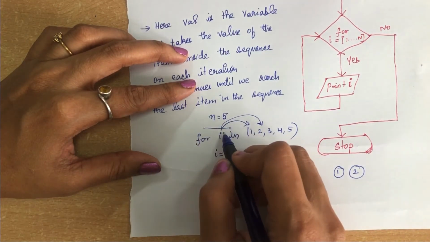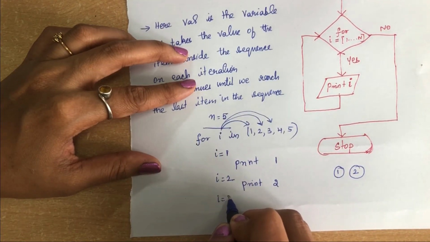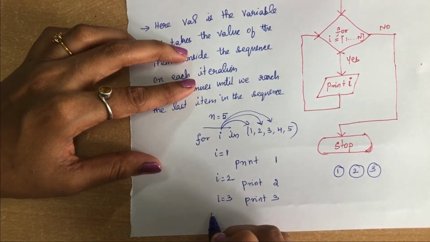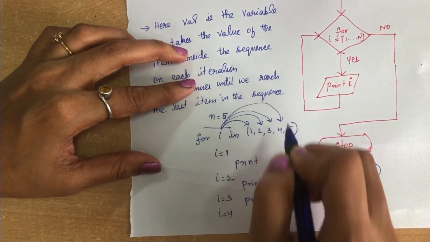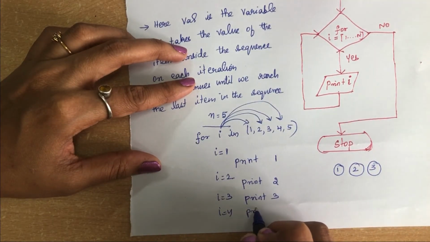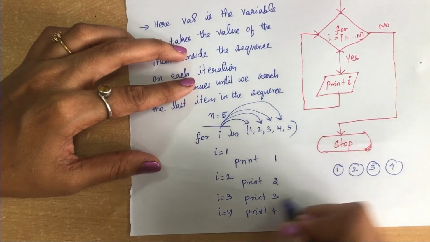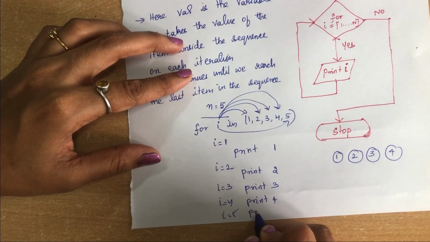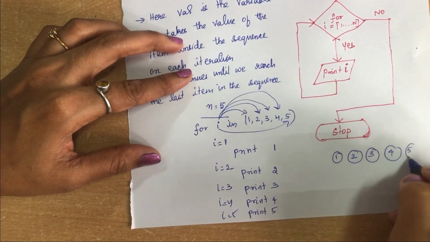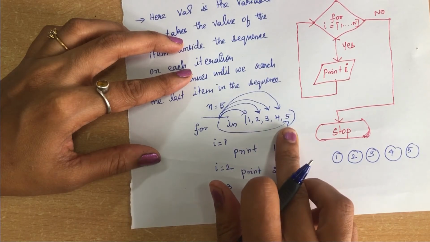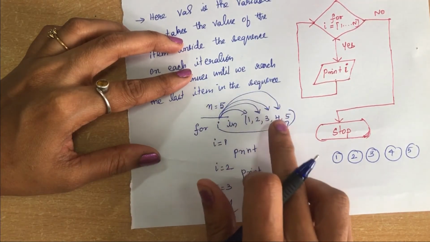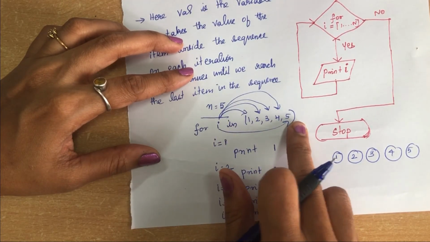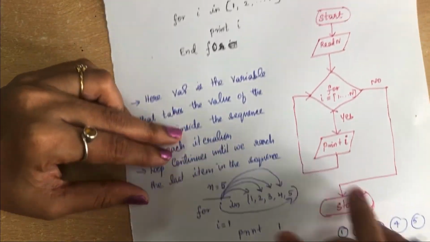Again I will take the value 3, so it will print 3 on the screen. Now I will take the value 4. For the fourth time, I will take the value 4 and it will print 4 on the screen. Now I will take the value 5, and it will print 5 on the screen. So it has got all the numbers inside the sequence. Once it has completed taking all the numbers, there are no numbers left to assign, so it comes outside. That's all. It prints all the numbers and comes outside.